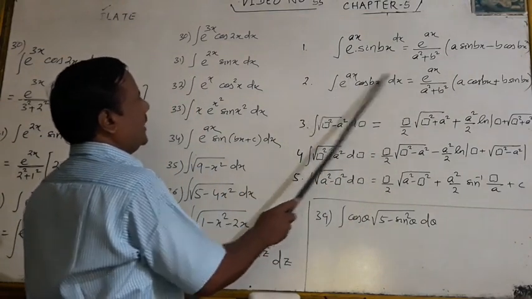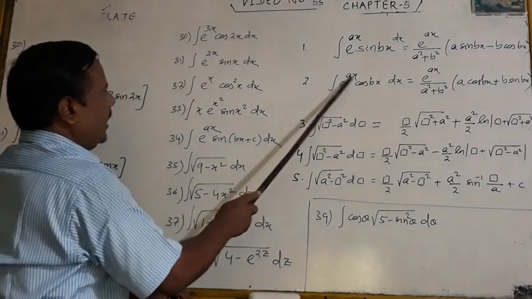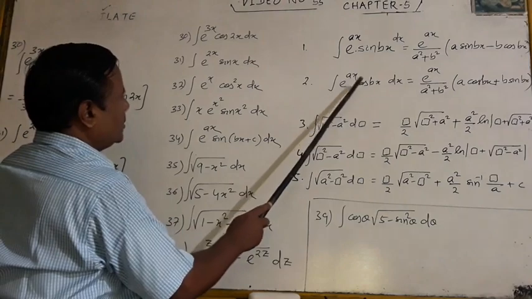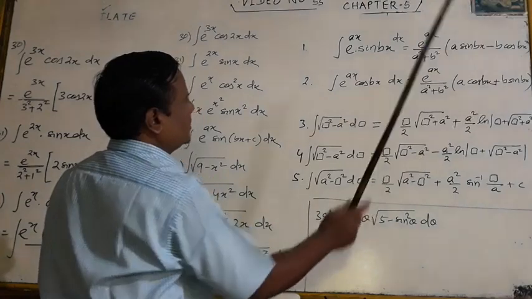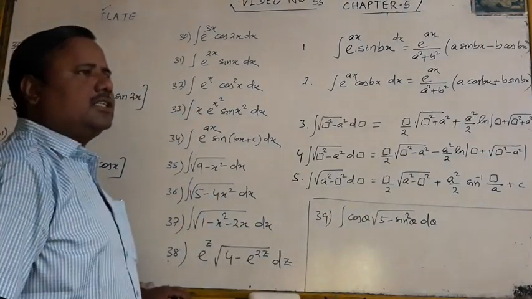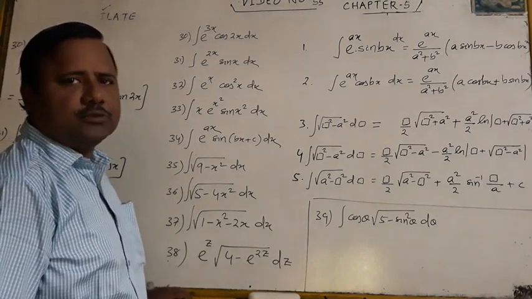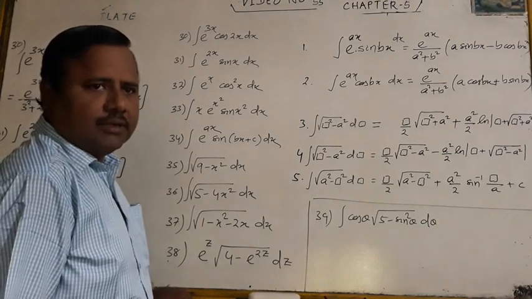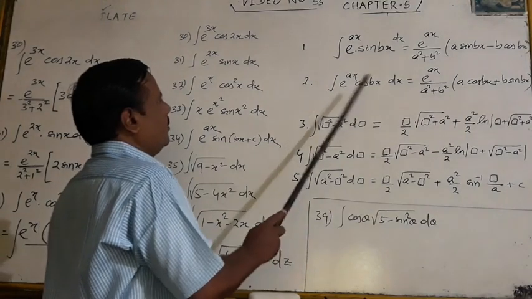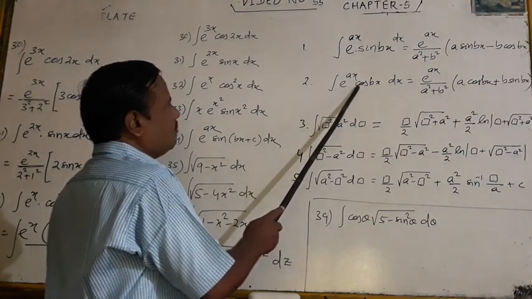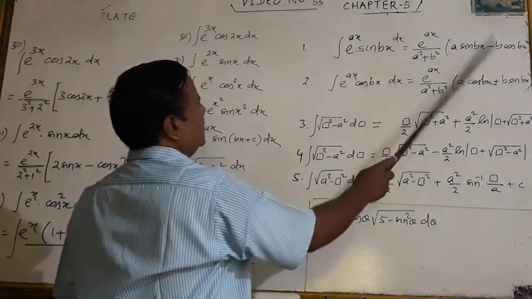In the same way, the integral of e to the power x cos bx is e to the power x by a square plus b square, whole into a cos bx plus b sin bx. Always remember, for cos there is a plus sign. Suppose 1 plus cos 2x is 2 cos square x, and 1 minus cos 2x is 2 sin square x. Another way to remember: integration of cos is plus, so plus; integration of sin is minus, so minus.